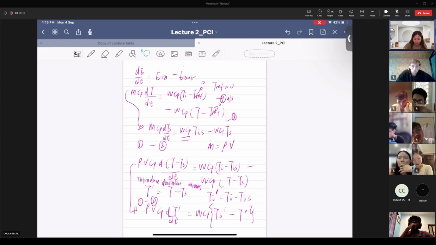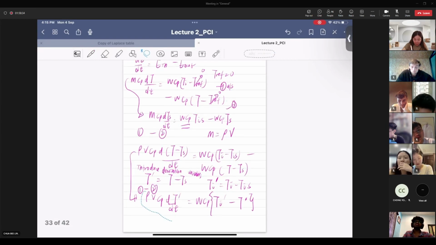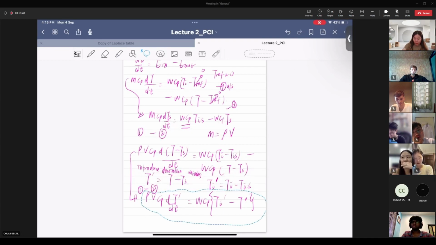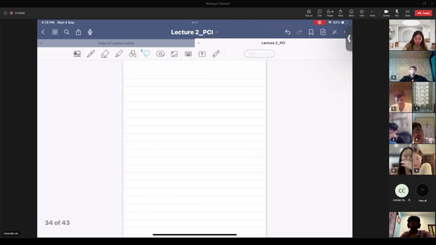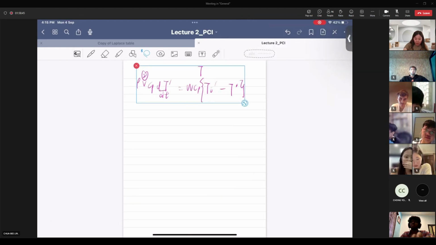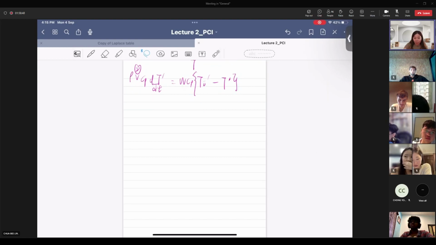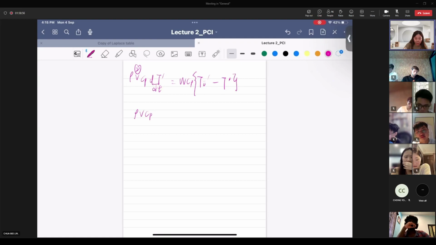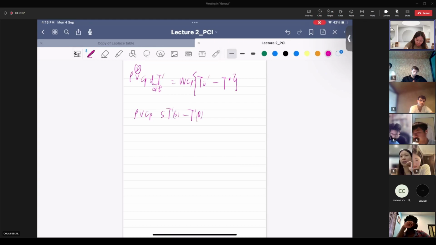Once you have this, then you Laplace transform both sides. The steps are the same. You'll have rho V Cp as the coefficient. So you'll have [sT'(s) minus T'(0)] equals omega Cp [Ti'(s) minus T'(s)].